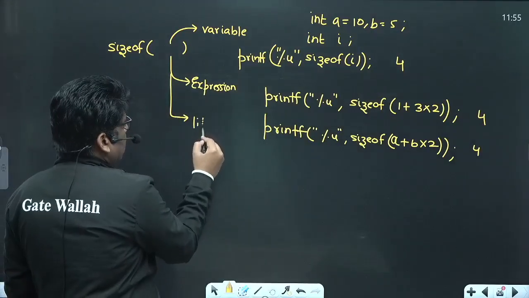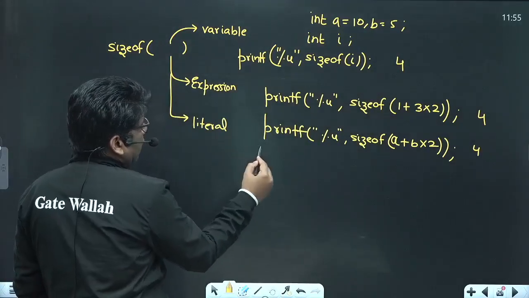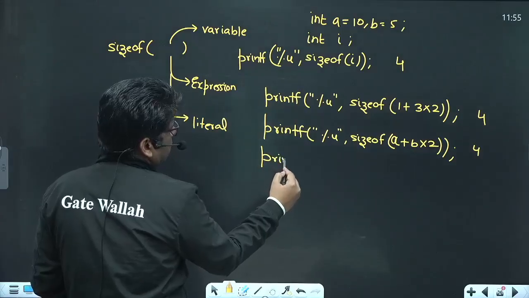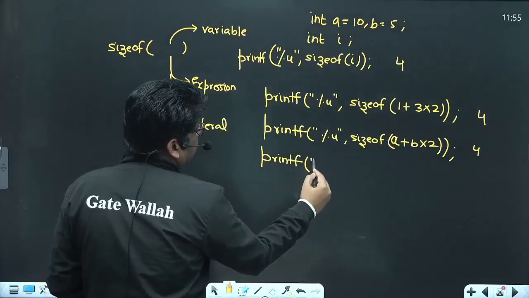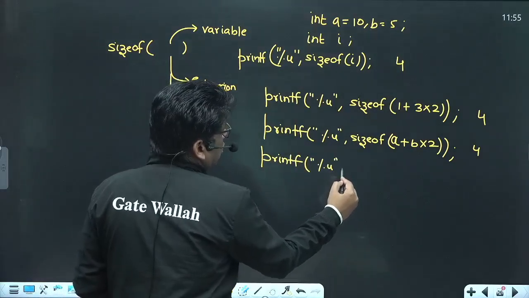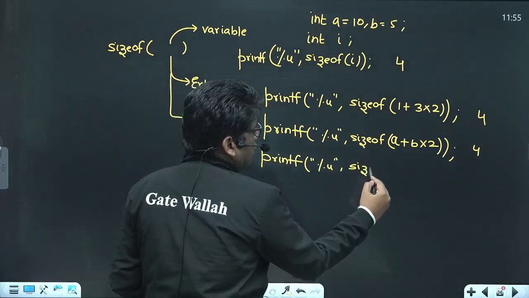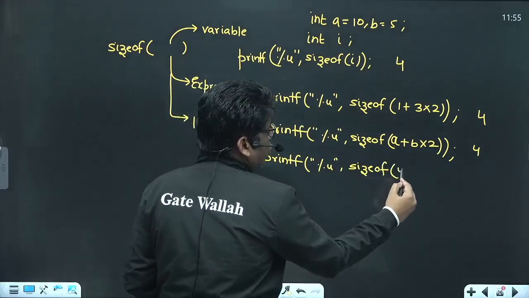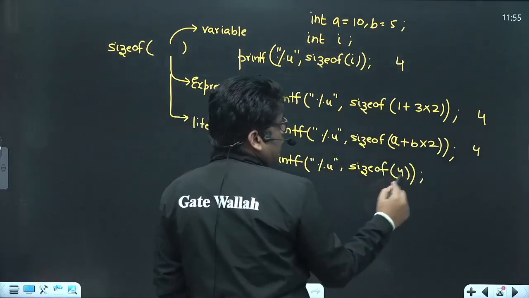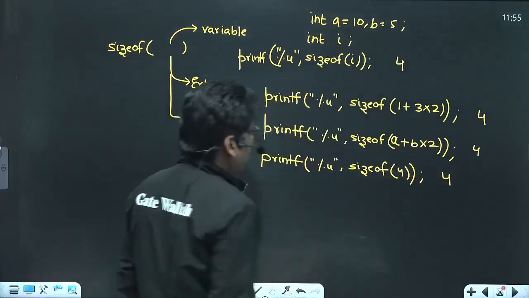Now, is it possible to have a literal over here? We already know this. printf %u, comma, sizeof 4. Of course it is possible, because 4 is an integer and integer occupies 4 bytes. That's why.